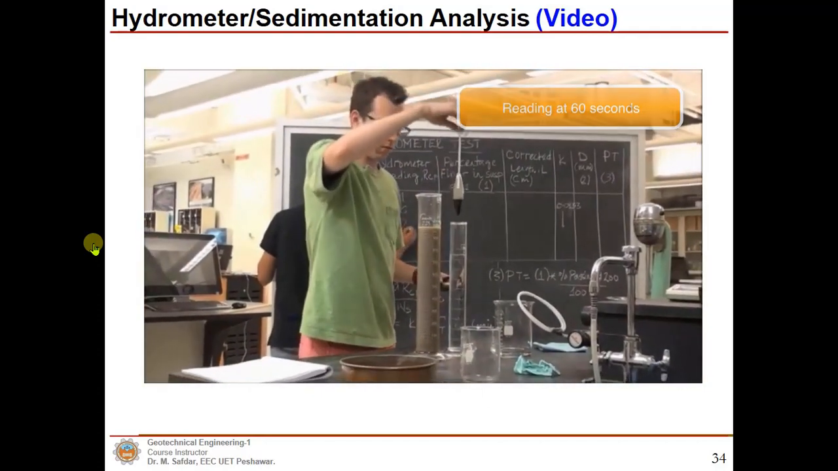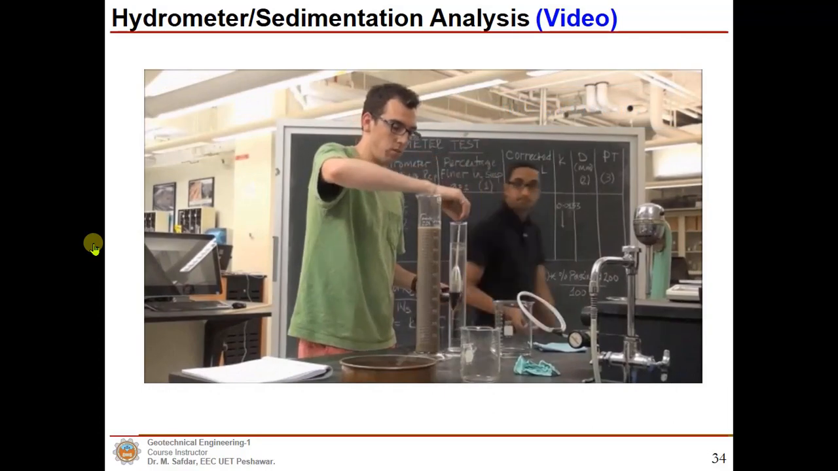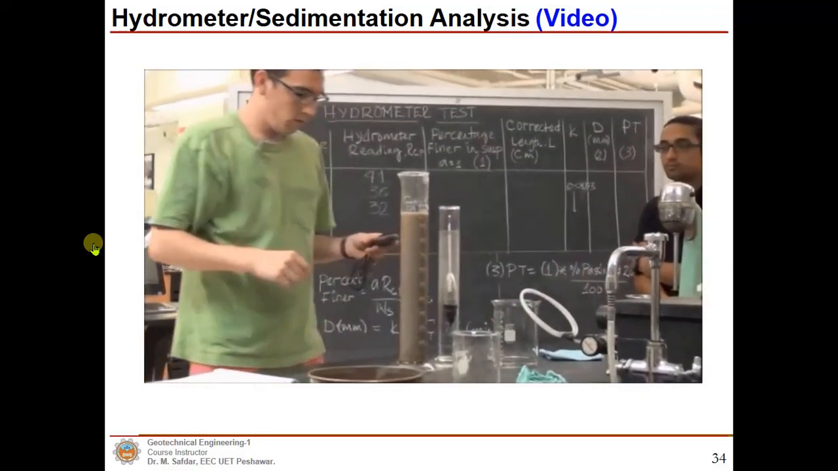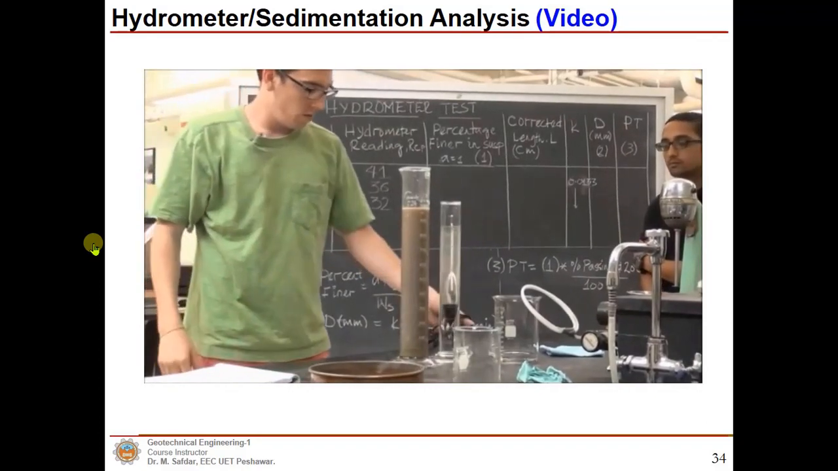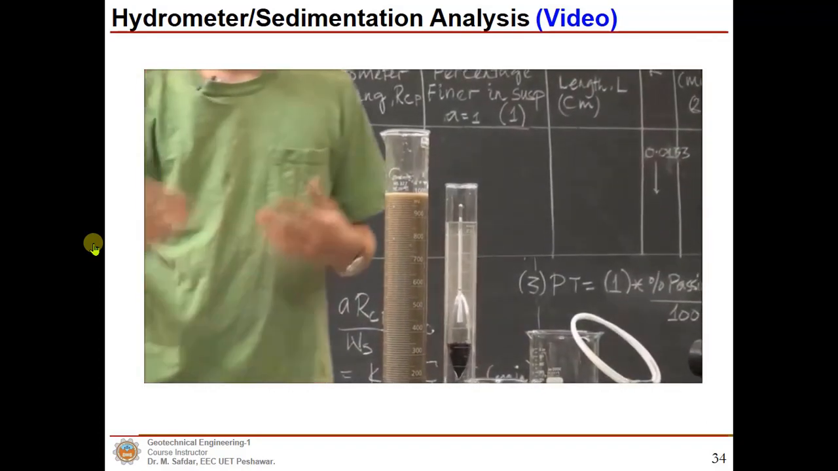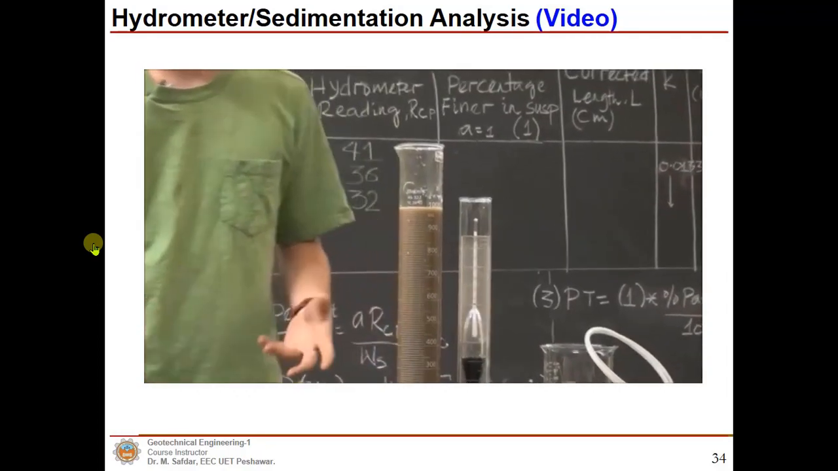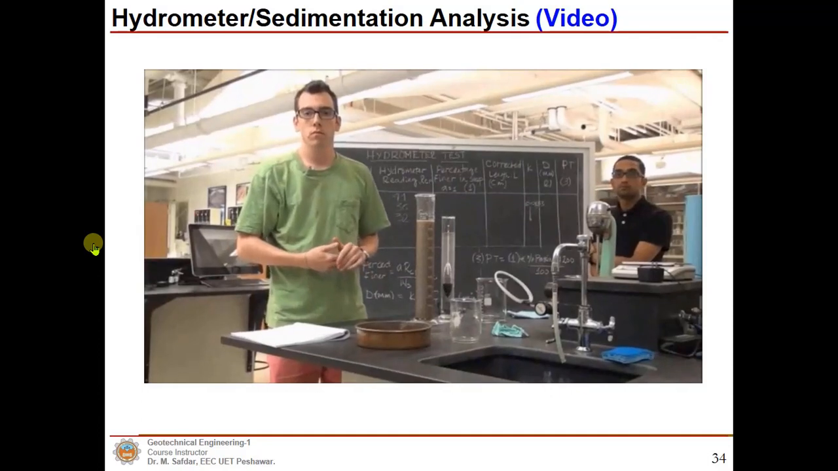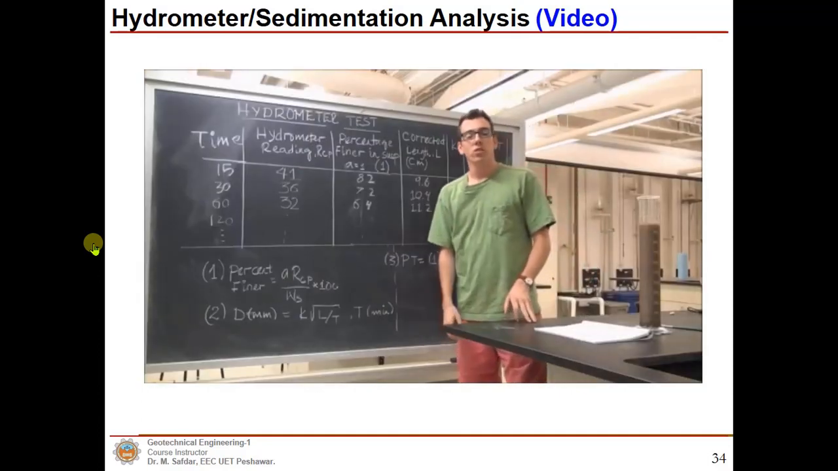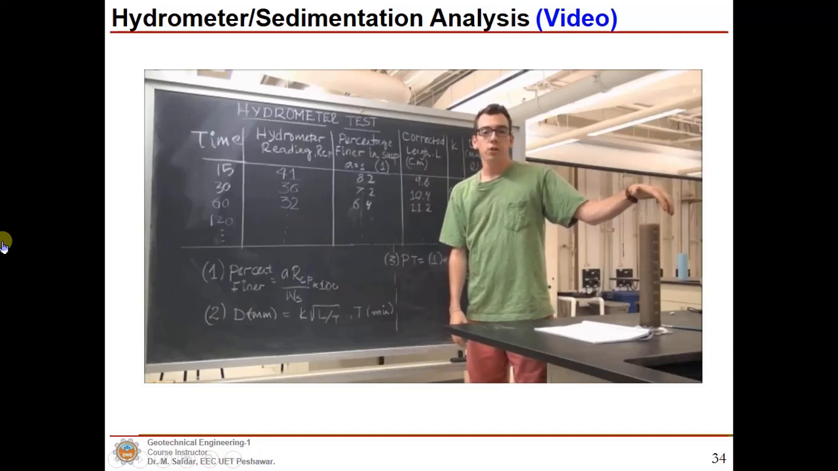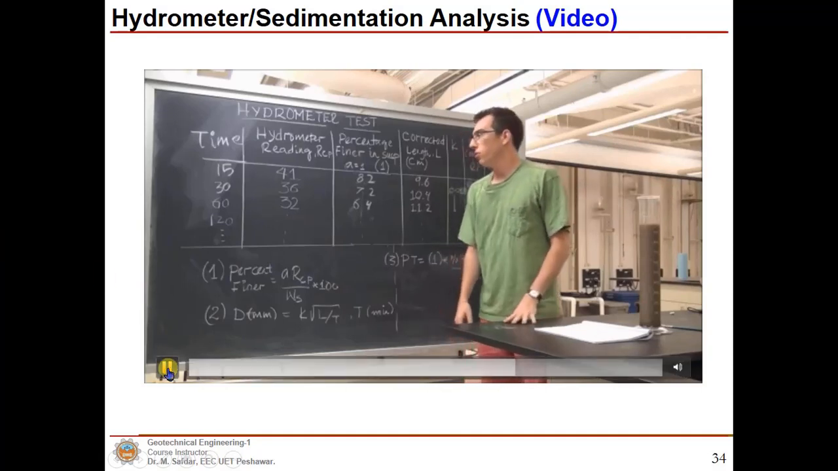Take it out, put it back in your distilled water, give it a good spin. And then continue taking readings at 2 minutes and so forth at the intervals determined. Okay, so now that we've performed the hydrometer test, we can do some calculations. We're going to take you through.